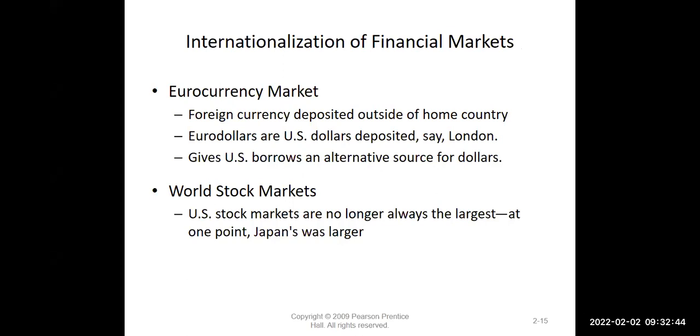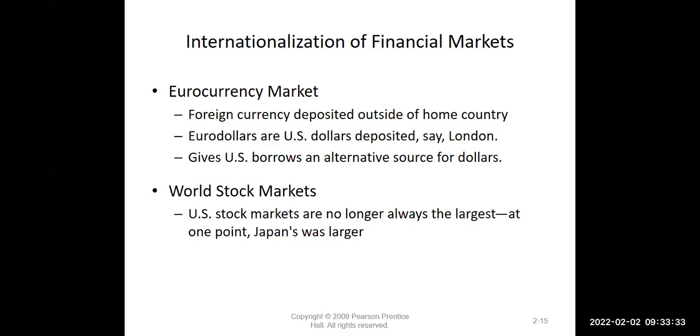Something similar is used for the euro currency market. Again, euro currency does not have to do anything with the euro currency itself. The euro currency market is when you have an account in some bank with foreign currency deposited outside of the home country. For example, euro dollars are US dollars deposited in London. They are not euro dollar bonds, they are euro dollars only. If you are opening an account in dollars, but the place where you open this account is not the place of the original currency, that will be called the euro currency market.